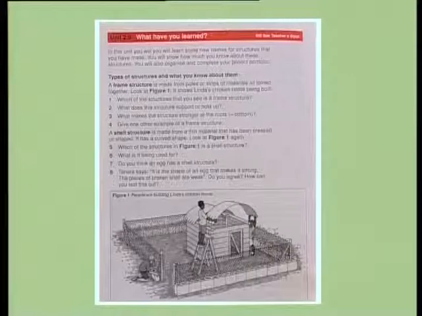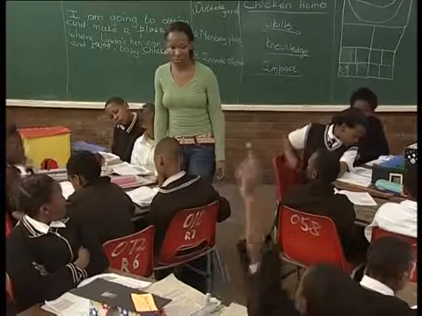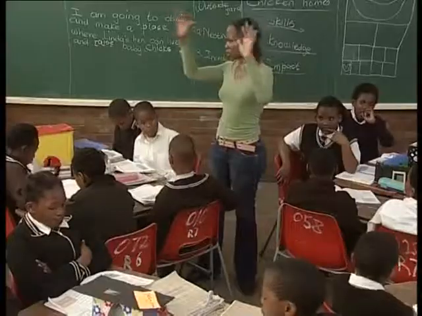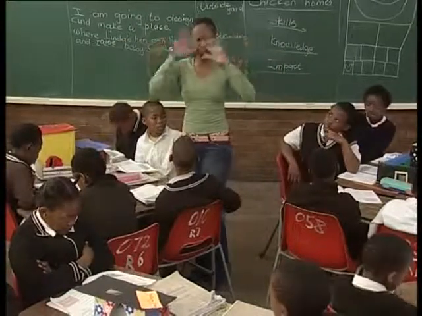If you look at figure 1, there are people building Linda's chicken home there. I want you to look at the structures they are using and tell me which of those are shell structures. Yes, Siliziwe? Good. He says there, the roof. What is it used for? To protect the chickens from rain. So the roof covers, it protects. It's a shell structure. What else can you tell us?